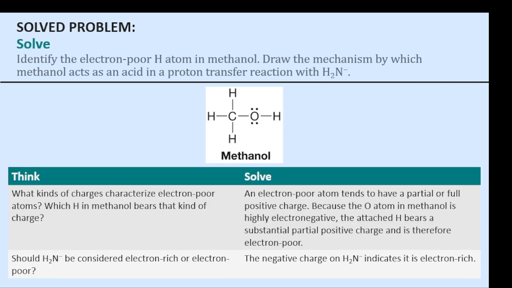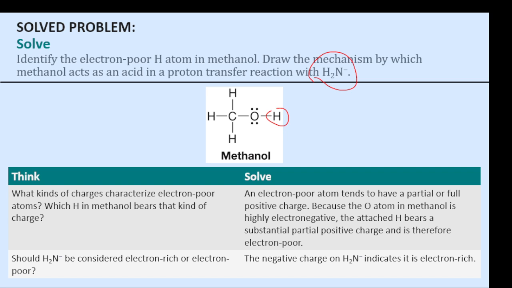All right, so let's go ahead and do this problem. Now we're going to do the mechanism. So again, this one right here is the electron-poor one, right? That's the one that would be acidic in this case. Here we have what would be considered an extremely strong base, right?